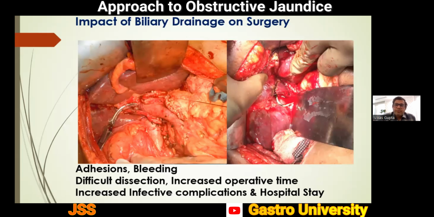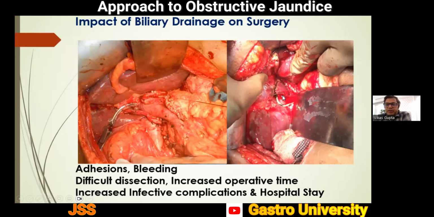Whether to drain the lower bile duct, I was coming to that, because what does drainage do? Drainage will optimize the physiology. But in the absence of cholangitis, drainage increases the difficulty of surgery. This is right on the left side. We can see a patient who has undergone pancreaticoduodenectomy without biliary drainage. We can see the clear tissue plane, the thin bile duct, the pancreas is good, and there is minimal blood loss, no adhesions, and the bile duct is normal size.